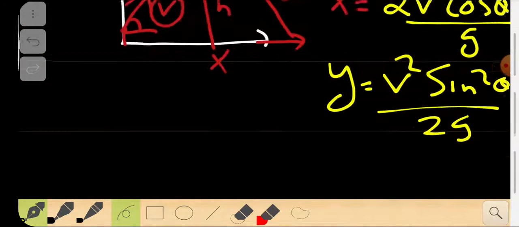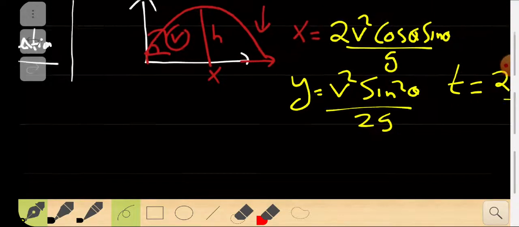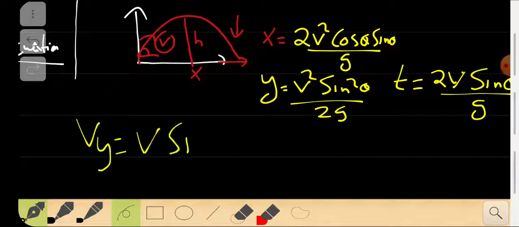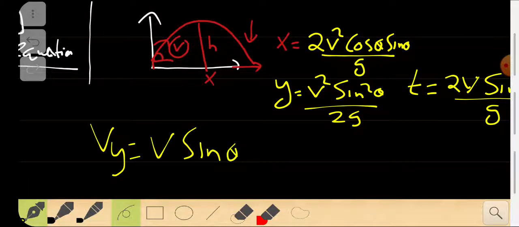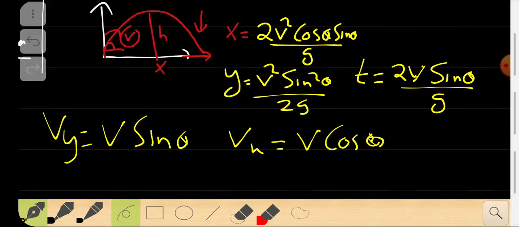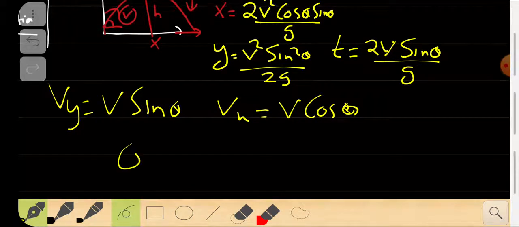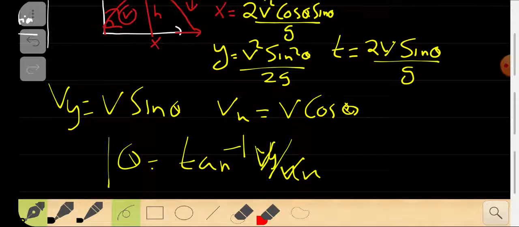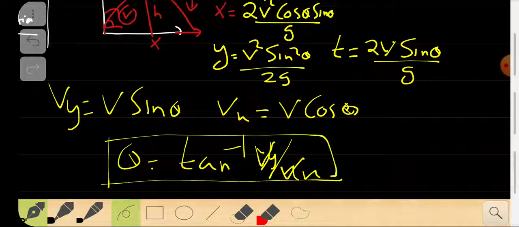We have also found a relation between theta and the velocity in the y-axis and the x-axis. So vy can be written as v sine theta, using trigonometry, and vx will be written as v cos theta. Using that, we can say that theta will be tan inverse of vy by vx. So that's theta for you. We have already found out all these relations.